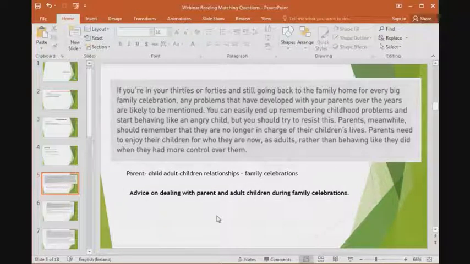Okay, so as you can see, we can just read the first sentence of the paragraph and we can get these ideas. So 30s or 40s, adult children, going back to their family home for every big family celebration, and then problems that have developed with your parents. Yeah, so we got parents, adult children, family celebrations.